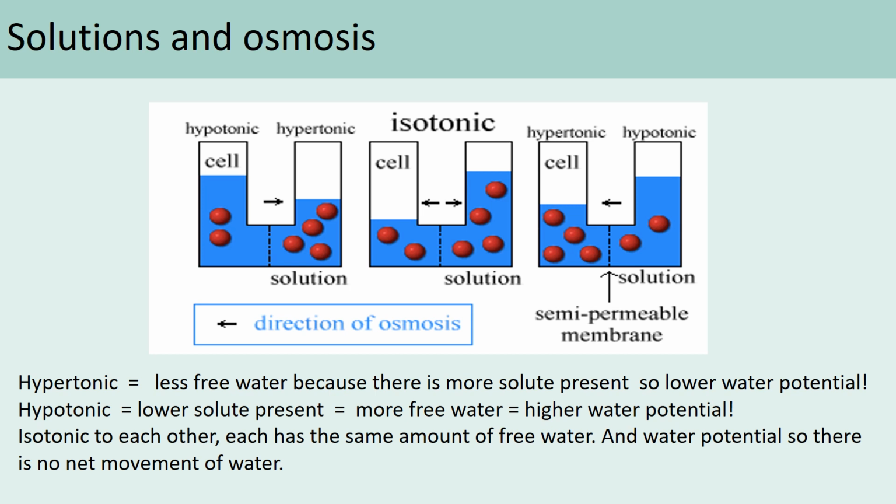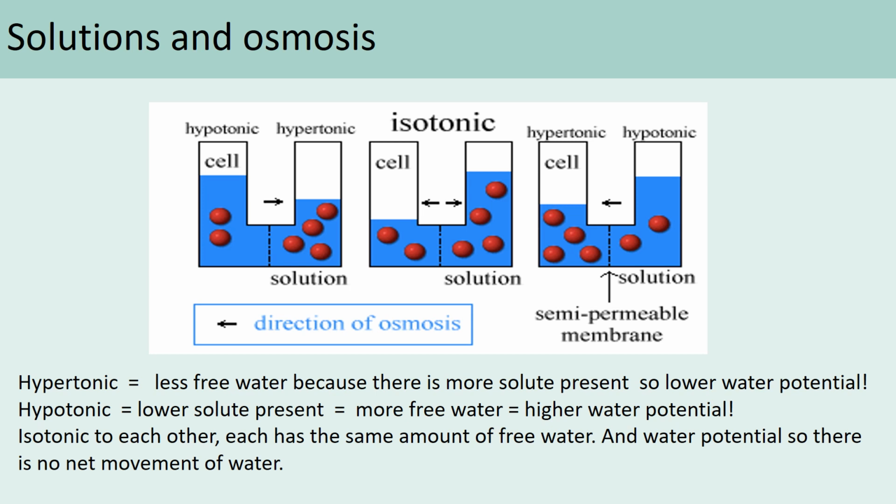Now, if we look at the middle one, you can see that both sides are isotonic. And you might be thinking to yourself, well, there's 4 red particles on the right-hand side and only 2 on the left, so it can't be the same, but it is. Because you can see that there is less water on the left-hand side than there is on the right-hand side. So in relation to the particles concentration in relation to the water, they actually have the same concentration.